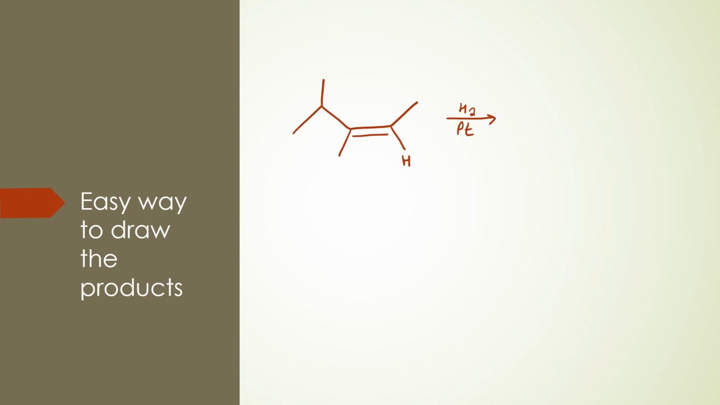An easy way to draw the products for this reaction is to draw a line straight through the double bond. I'm going to keep everything the same on top of this line, and then choose what direction I want to add the hydrogens. If you choose to add them in the front, it's going to push the other substituents to the back. But if you choose to add the hydrogens in the back, it's going to push the other substituents to the front. This is a pair of enantiomers.